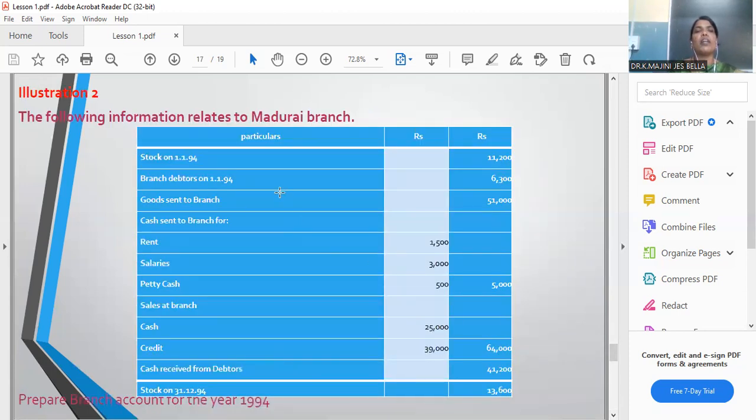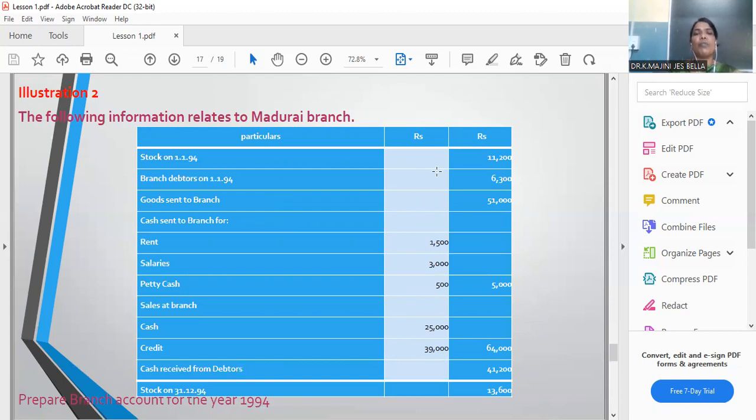Then we'll move to illustration 2. First, I want to read the question, then we'll move to the solution part. The following information relates to Madurai branch. Particulars, debit amount, credit amount.